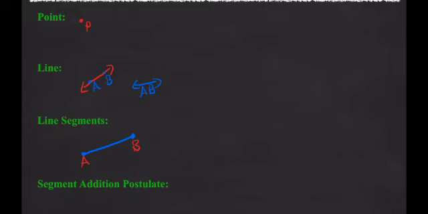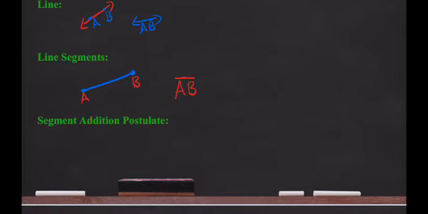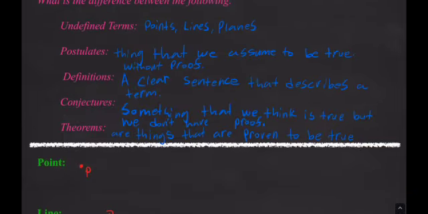The way we notate a line segment is just like the line, except we don't put the arrows on the end. So we put a line over top without the arrows. So that's why it's a line segment. We could also talk about it by saying line segment AB, or whatever the name of the line segment is. I mentioned that line segments have length. This brings us to what's called the segment addition postulate. And remember what a postulate is: things that we assume to be true without proof.